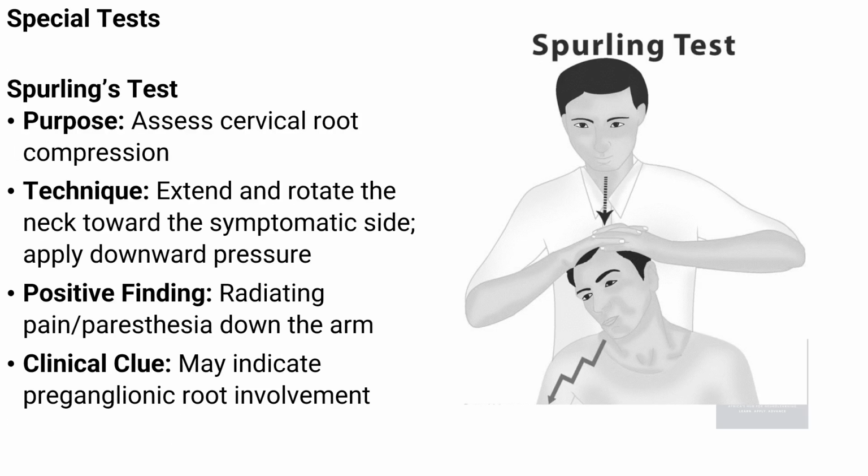Sperling's test is a useful clinical maneuver when cervical root compression is suspected. To perform the test, the patient's neck is gently extended and rotated toward the symptomatic side, and light downward pressure is applied. A positive result occurs when this reproduces the patient's arm pain or tingling, rather than just local neck discomfort. When positive, Sperling's test supports cervical nerve root involvement and can suggest a preganglionic source of symptoms.